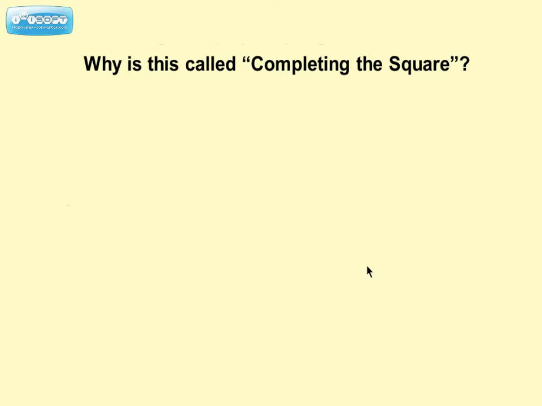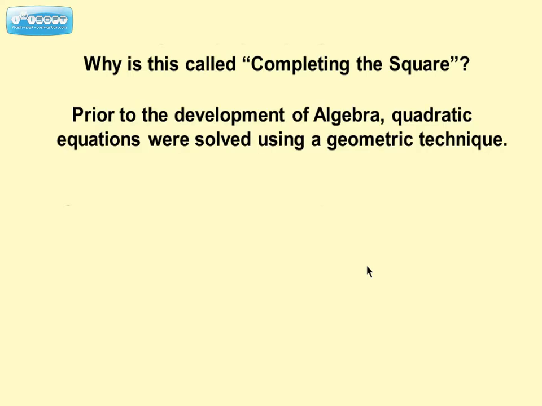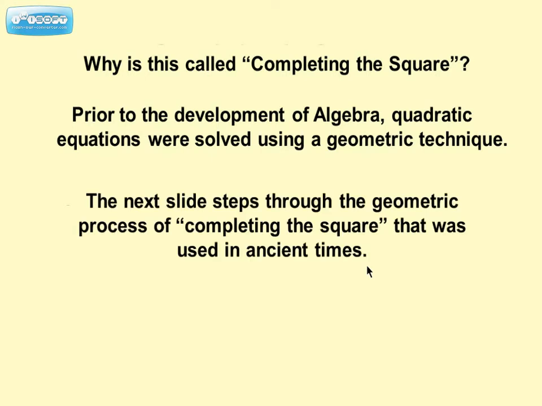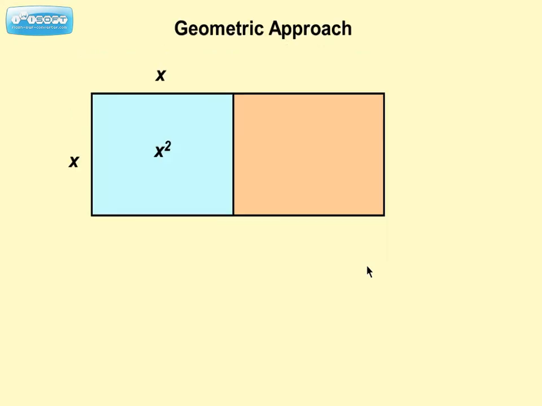You may wonder why this is called completing the square. Prior to the development of algebra, quadratic equations were solved using a geometric technique. The next slide will step us through this geometric process of completing the square that was used in ancient times. Let's assume we have a square, x squared, to which we add b.